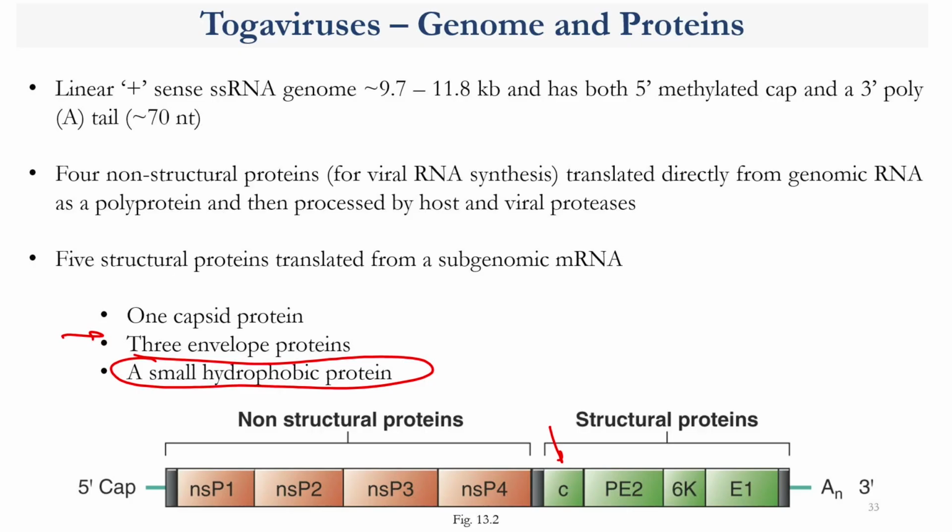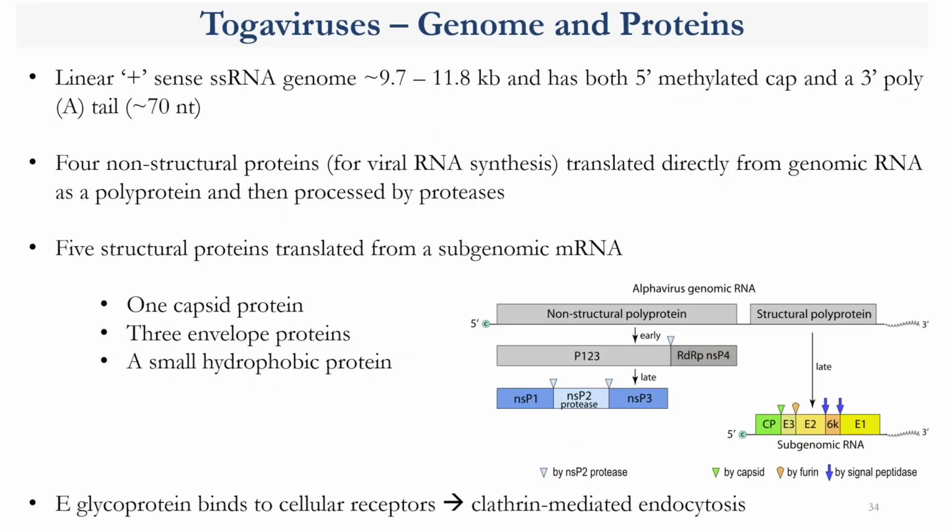When it comes to your non-structural proteins, they're mostly for viral RNA synthesis. They are translated directly from the genomic RNA as a polyprotein, because this is a genomic RNA that resembles mRNA. You can translate it directly. And then it gets processed by host and viral proteases, just like we have seen for other viruses, okay? All right, let's look at the genome.